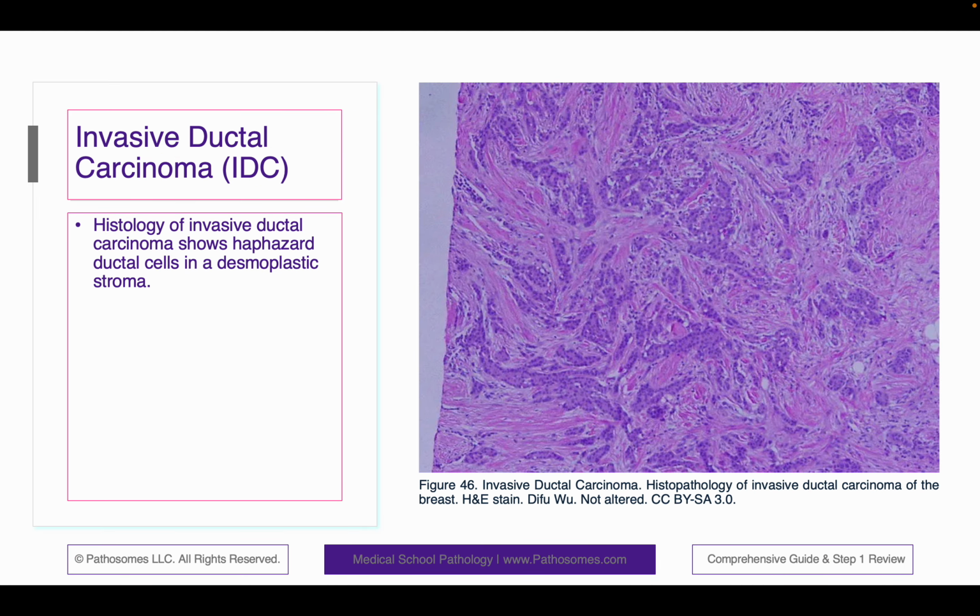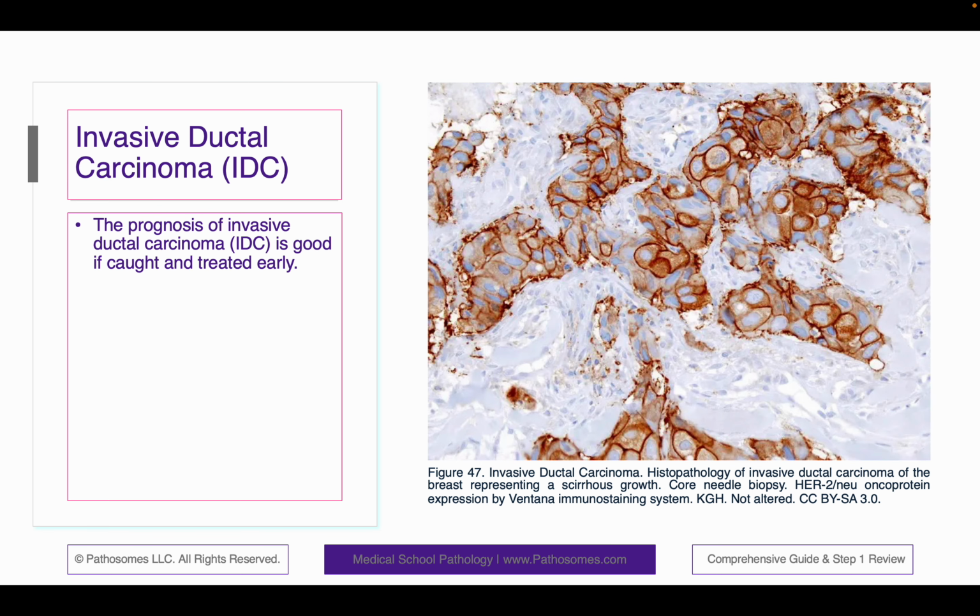And here we can see the histology of invasive ductal carcinoma of the breast. The histology of invasive ductal carcinoma shows haphazard ductal cells in a desmoplastic stroma. The prognosis of invasive ductal carcinoma is good if it is caught and treated early.